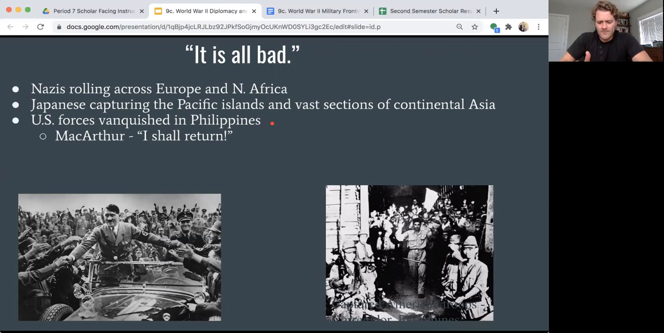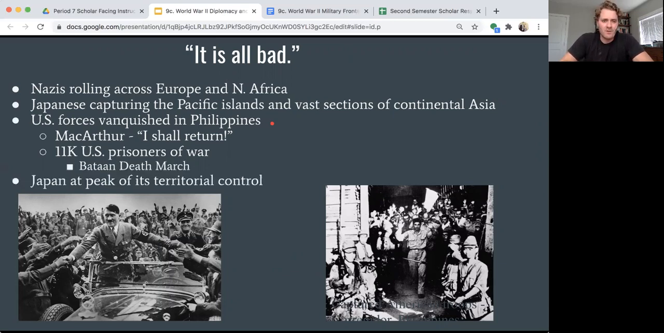And Douglas MacArthur, the American leader of the troops in the Pacific, upon being removed from the Philippines, says, "Don't worry, I shall return. I will be back to save the Philippines from the Japanese. We'll get these islands back." And sure enough, he does. It just takes a couple years. In the Philippines, the U.S. loses 11,000 prisoners of war, which is just alarming. On the Bataan Death March that I told you about.